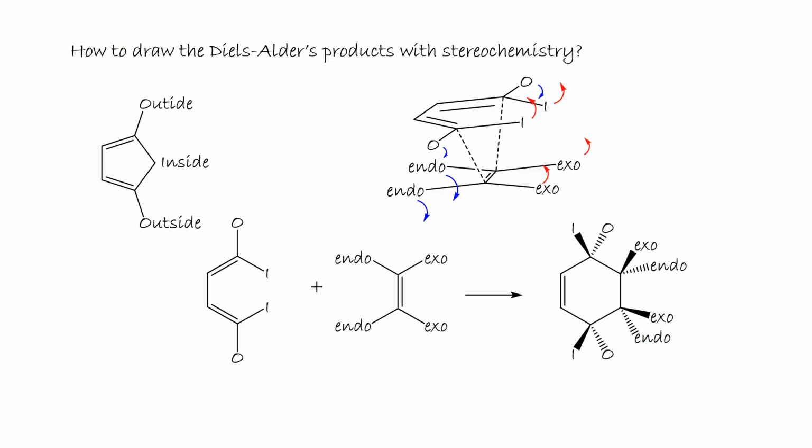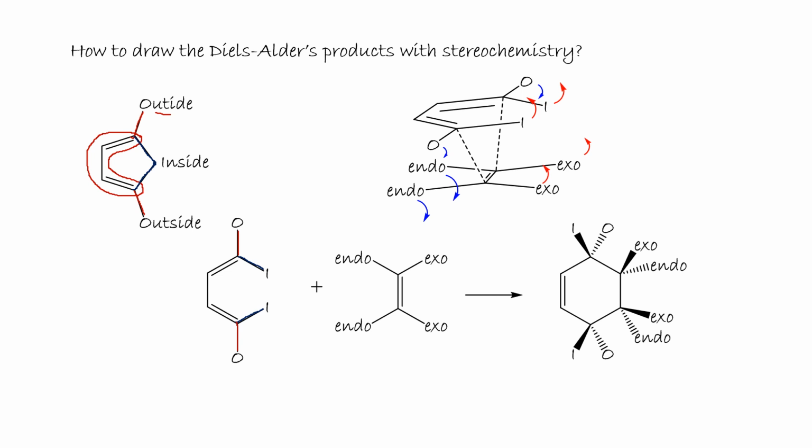How to draw the Diels-Alder products with stereochemistry. We consider here the diene. This group, we call it the outside group, and the group here, we call it inside. So this is inside, this is inside, and this is outside, outside.